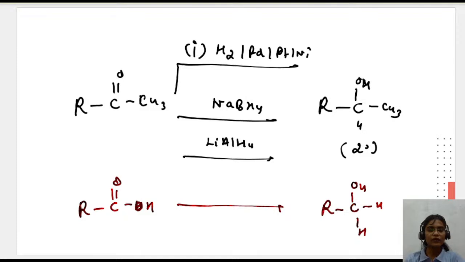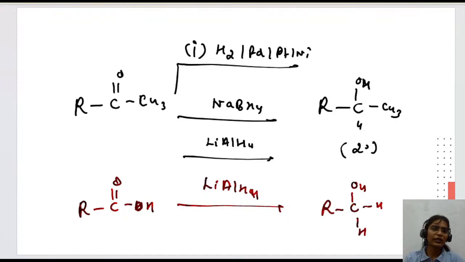If you are having RCOOH there, which reagent do we have to prefer? Is it NaBH4, or lithium aluminum hydride, or H2/Pd? Which one is the good one? This is my question to you. Okay, so the better one is lithium aluminum hydride. So this is done simply. This is how we are going to follow.